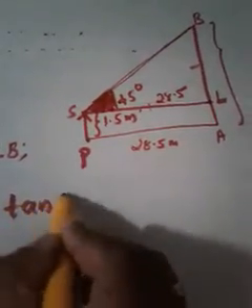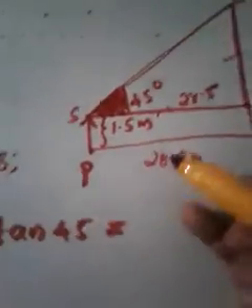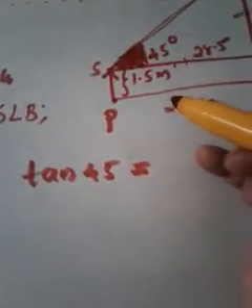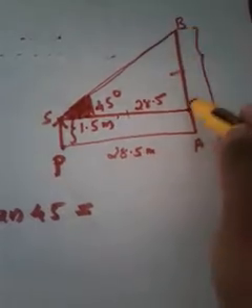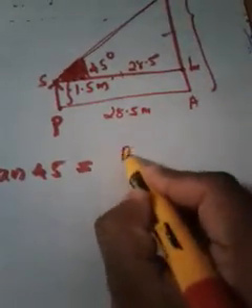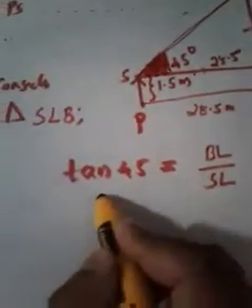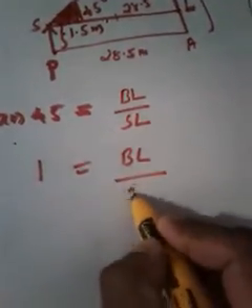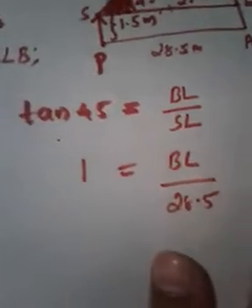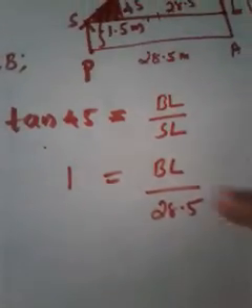So let us use tan here, tan 45. What is tan 45? Tan of an angle is opposite side by adjacent side, no? So according to 45 degrees, opposite is BL and adjacent is SL. So BL by SL. And what is tan 45? 1. What is BL? We don't know. What is SL? 28.5. Okay, let it be there. How many unknowns are there? Only one unknown, BL.